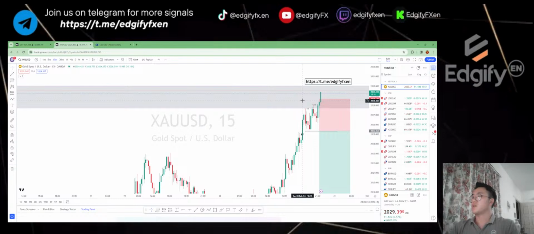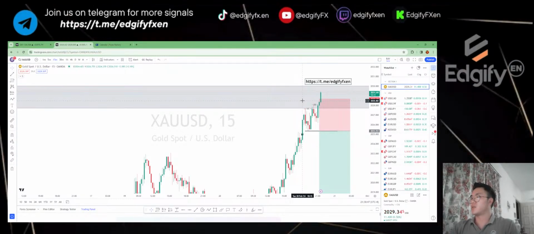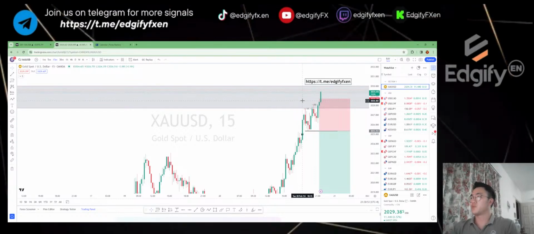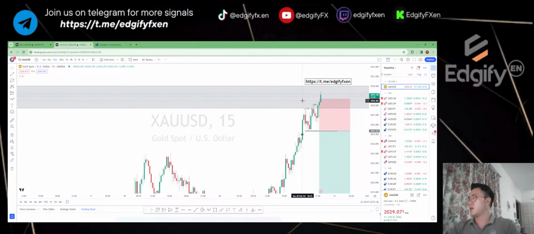As for gold, what we can see is it's creating a new higher high. So I will wait and see how the price is going to play out. If the price comes to my direction, then I'll definitely be in the trade.